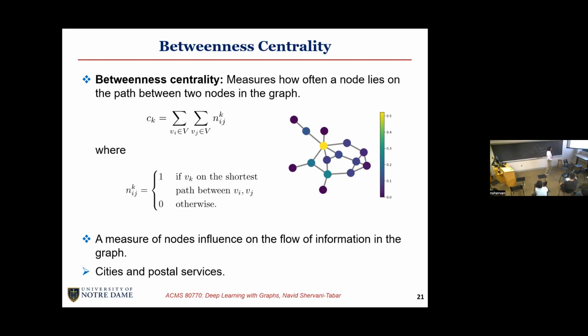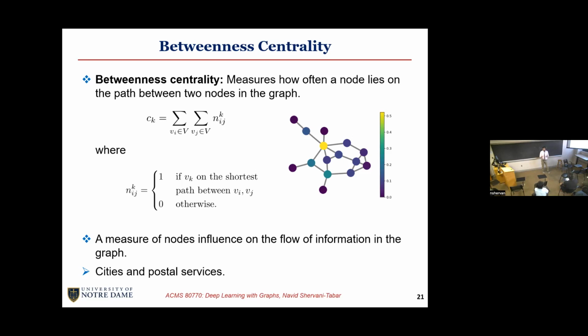So we'll formulate this by first defining an indicator function. For node k, this indicator function is 1 if k falls on the shortest path between i and j. It is 0 if k doesn't fall on the shortest path between i and j. And we sum over all starting points and ending points in our graph. We sum this indicator function, and that is going to give us our betweenness centrality.